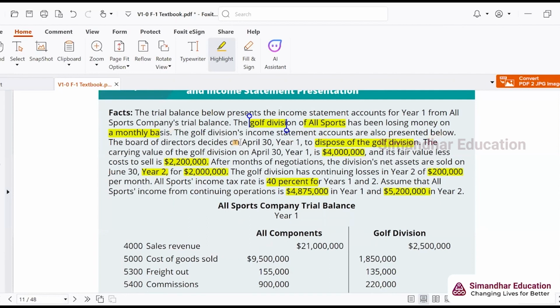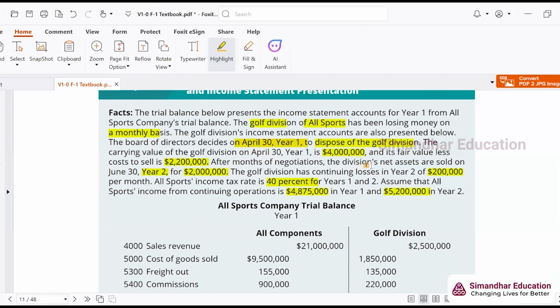The Board of Directors decides on April 30th of year 1 to dispose of the golf division. The carrying value of the golf division, carrying value means the amount shown in the books, all the assets minus all the liabilities pertaining to the golf division, the net amount is 4 million. And its fair value less cost to sell is 2.2 million. Means what? The net assets we have in the books is 4 million. If I want to sell it today and consider the cost to sell, I will get 2.2 million. So this difference is called impairment loss. That will be recognized on April 30th.